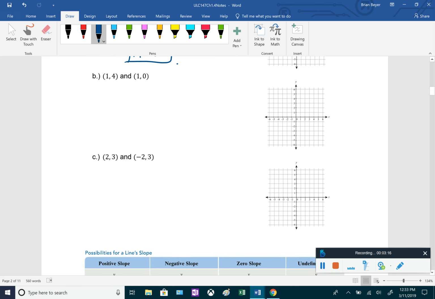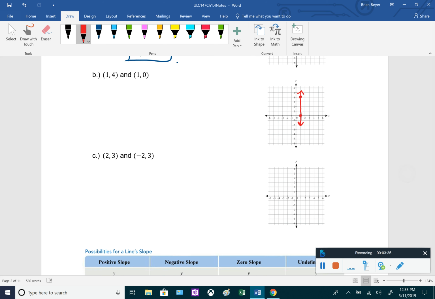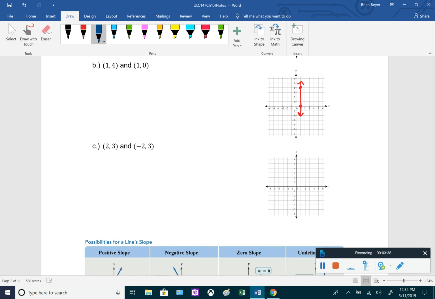So doing another one here, we have 1, 4 and 1, 0. Once again, let's plot these. Here's 1, 4, here's 1, 0. We're looking for the slope of the line connecting them, which is a vertical line. Before we even calculate this, maybe try to think for a second what the slope is going to be. So let's plug these into the formula. Once again, I'm going to let that first coordinate 1, 4 be x1, y1. I'll let 1, 0 be x2, y2.